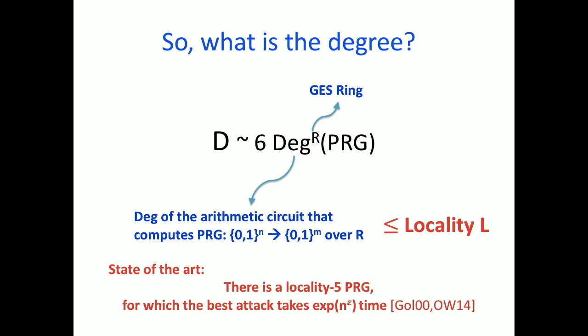Yeah? If there's an arithmetic circuit that's a PRG instead of a Boolean one? I do need a Boolean one. You need a Boolean one? Exactly. Yes, it's a very good question.